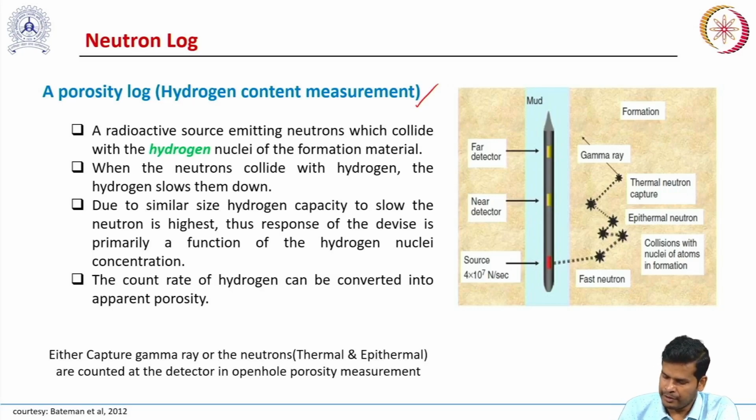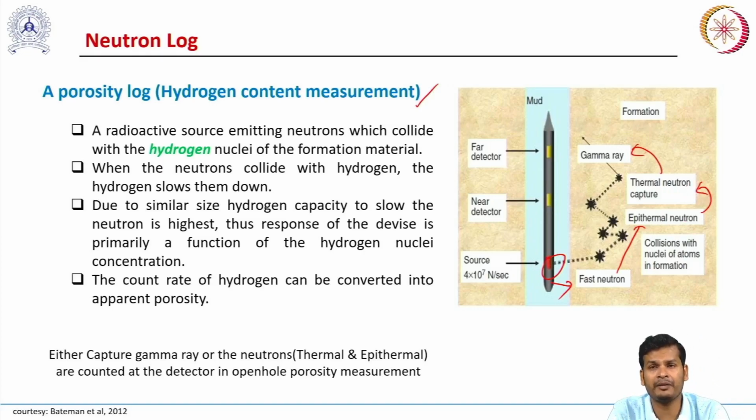So the tool has a source which is emitting fast neutrons. The fast neutrons are colliding with the formation nucleus. After the collision, the neutrons are going to lose energy, so they will be converted to epithermal neutrons. Then again they will go through more collisions, then they will be converted to thermal neutrons, and they will have more collisions. Then they will be captured by the formation nucleus, and a capture gamma ray will be emitted.